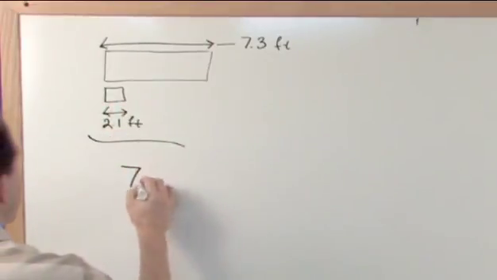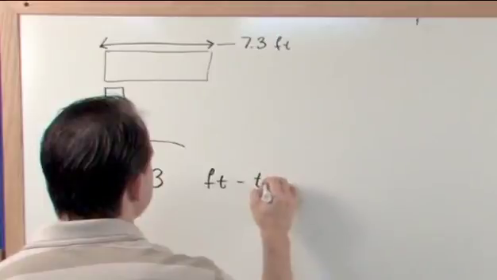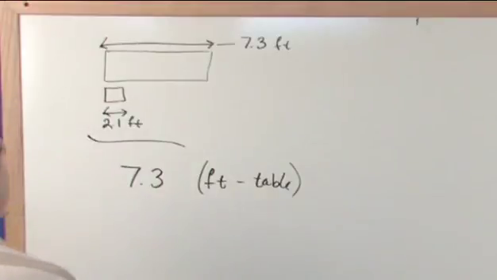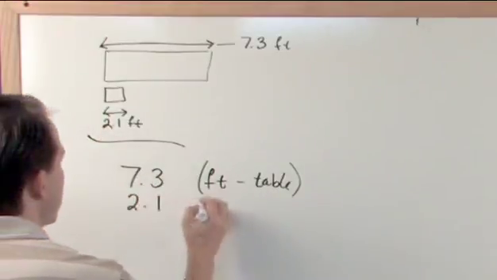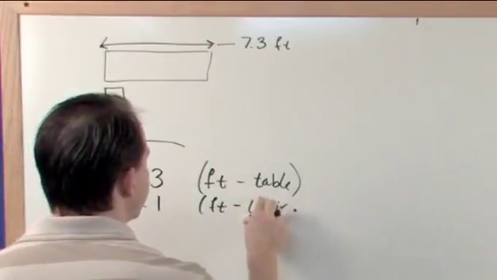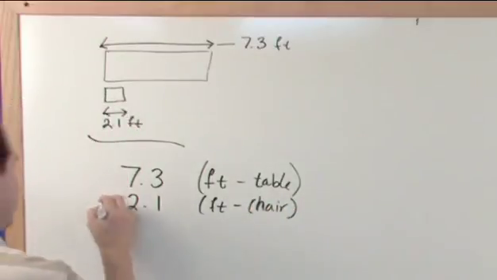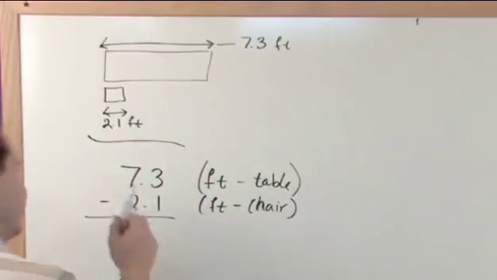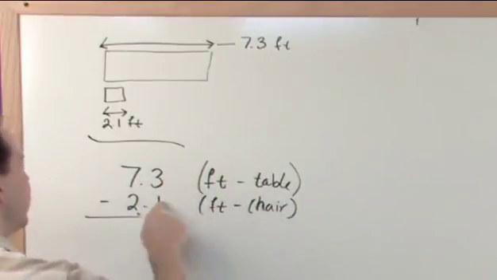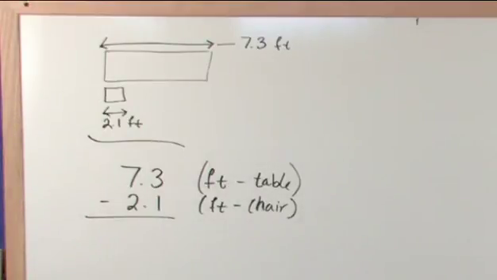Okay, so the table is 7.3 feet, and that's the table. I always write my units down because it helps me remember what I'm doing. The chair is 2.1, again, it's feet. It's supposed to say chair here, okay? And what you want to do is subtract these two, and just to remind you, when you're doing addition and subtraction, the units must be the same. So even though this is tables and chairs, it's 7.3 feet minus 2.1 feet, which is going to give me some answer in feet. So I have to have the same units, and I do, okay?